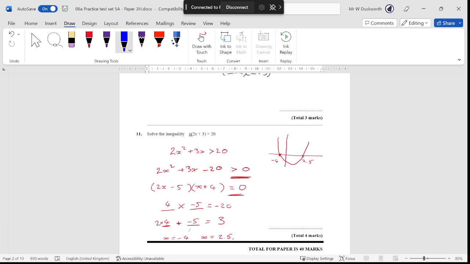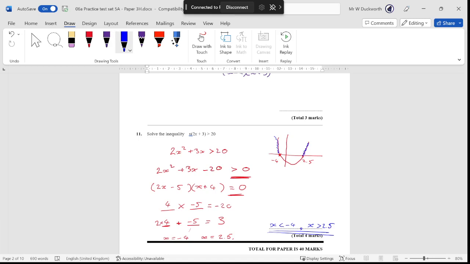And the bits of my graph I'm after, and this is where I bring back the inequality, are where the graph is greater than 0. So where the graph is greater than 0 is this section here and this section here. And they're two separate inequalities. So I need to say that x would need to be less than -4, or when x is greater than 2.5. And that's the final step that is designed to try and catch you out on that question.